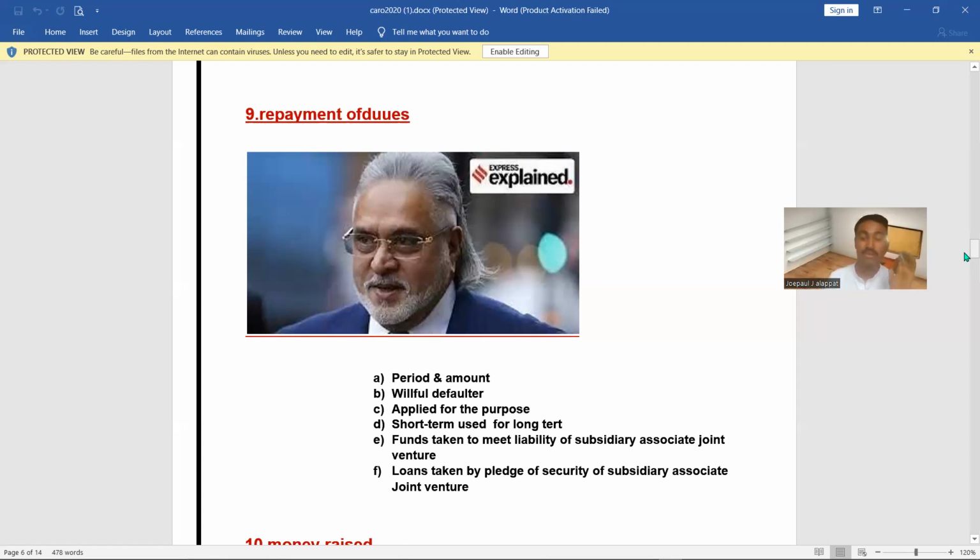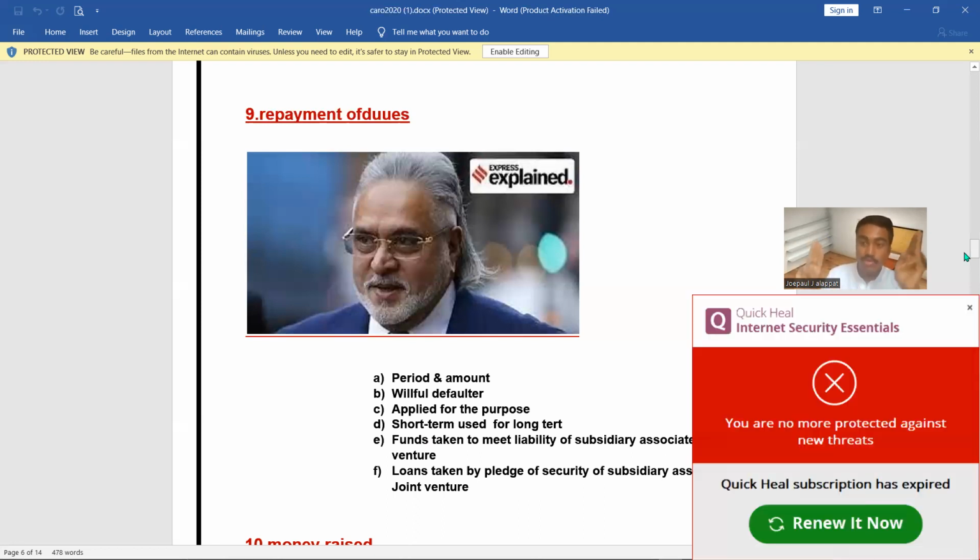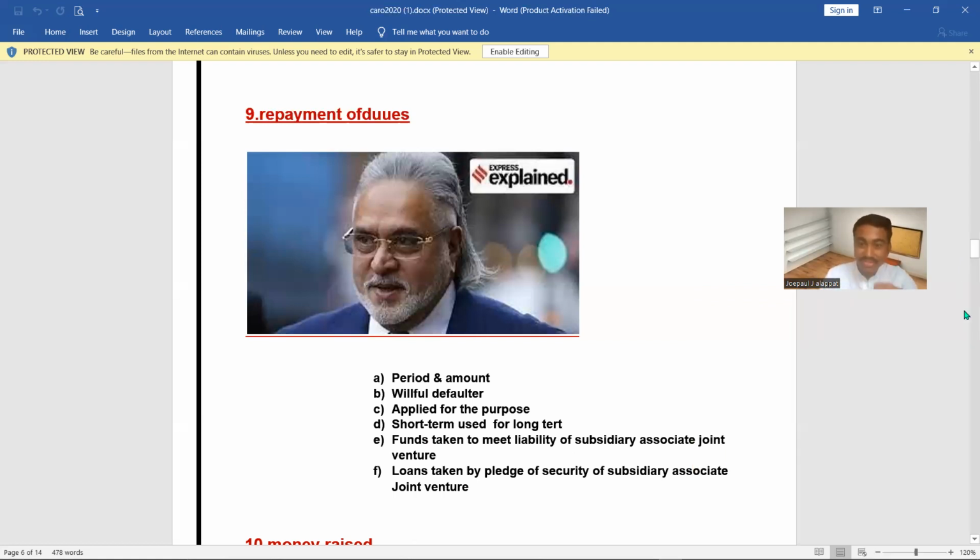Okay. Now the fifth point, you have to see whether you have taken loans to meet the liability of your subsidiary or joint venture. This is applicable if you are a parent. That's all. Only parent company has subsidiary and associate, guys. Okay. If you have taken loans to meet their liability, you have to report that. Okay. Then you have to see whether you have raised loans with the security of this subsidiary, associate, and joint venture. Same, it's connected to the above point, guys. If you have taken loans to meet the liability of this subsidiary and associate.